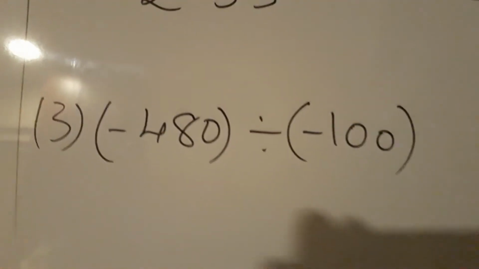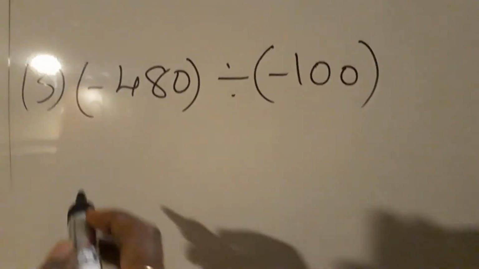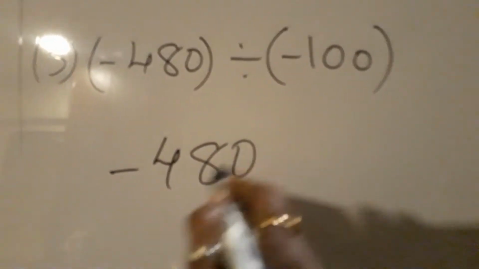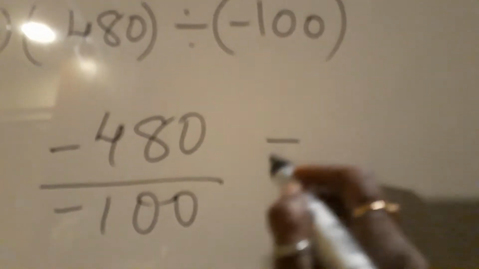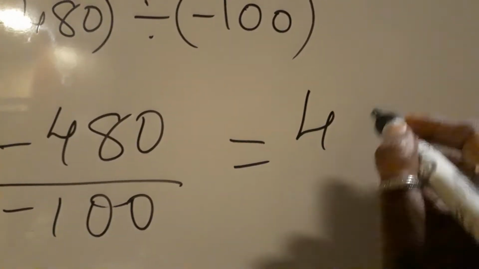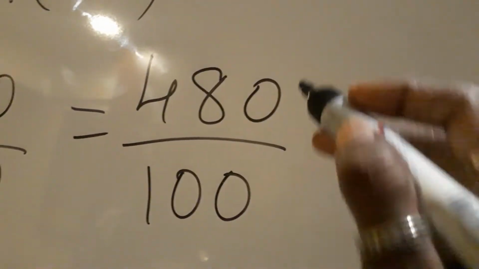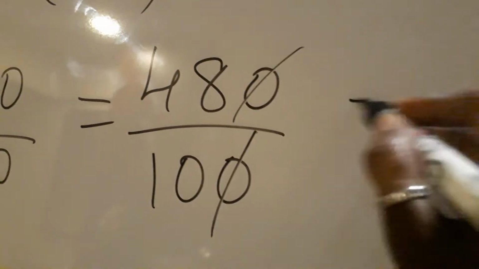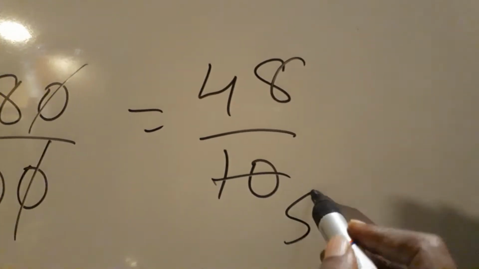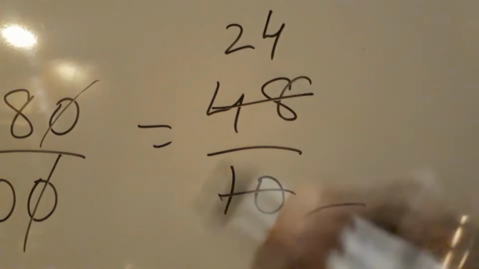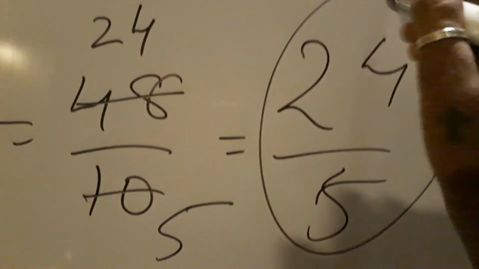Then the next example, minus 480 divided by minus 100. So minus 480 upon minus 100. You can just get rid of the negative signs and write it as 480 divided by 100. So we can cancel the zeros. So we get 48 upon 10. Use the table of 2. 2 5s are 10. 2 2s are 4. 2 4s are 8. So what's the answer? 24 upon 5. This is what is required.